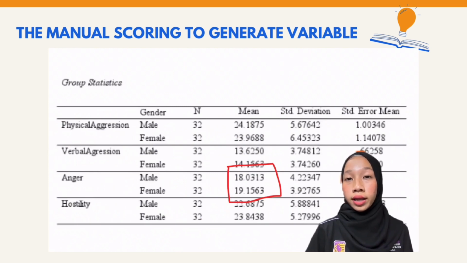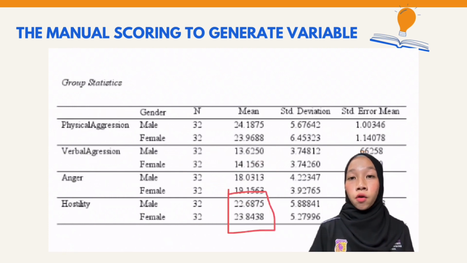18.0310 for male and 19.1563 for female. And the last one, for hostility, 22.6875 for male and 23.8438 for female. So that's all for me.